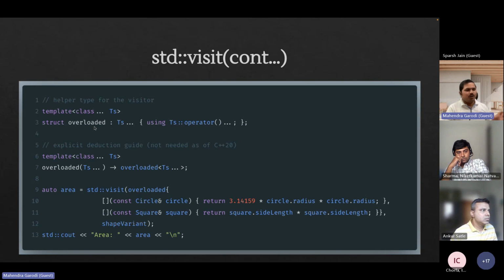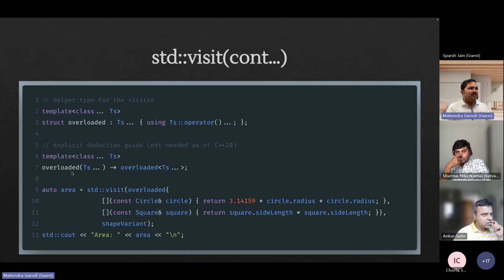Don't worry too much about this. You can directly just copy paste this and use it. There is a proposal also to take it into the C++ standard, but it's not yet accepted as per my knowledge. It's not part of C++20. In C++17, you need something like this. This is called a deduction guide, but in C++20 you don't need it.